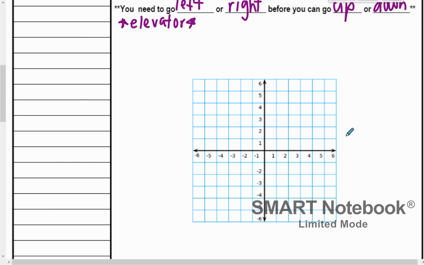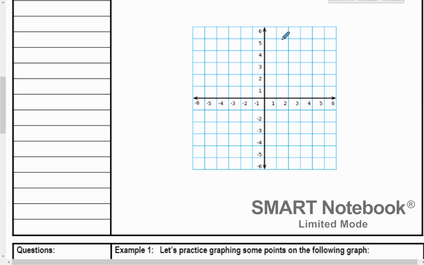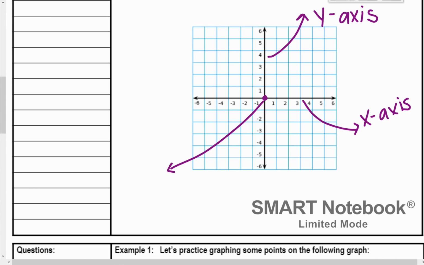So this is what a coordinate plane looks like right here. All right, it has our x-axis and our y-axis. Our y-axis is vertical. So I want you to label this with me. Our y-axis goes up and down. X-axis is horizontal, it goes left and right. Okay, now let's think back to what we said before. That place where they meet is called the origin.